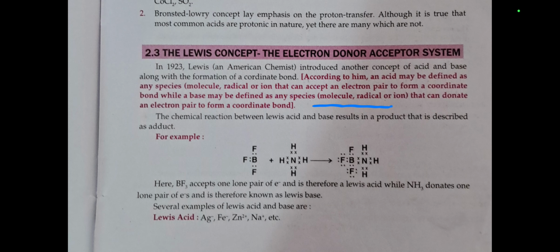So let us see the example. Boron trifluoride and ammonia. Here ammonia acts as a base. Why? Because ammonia donates a pair of electrons to the boron to form a coordinate bond, and boron accepts an electron pair from the ammonia, so it acts as an acid.